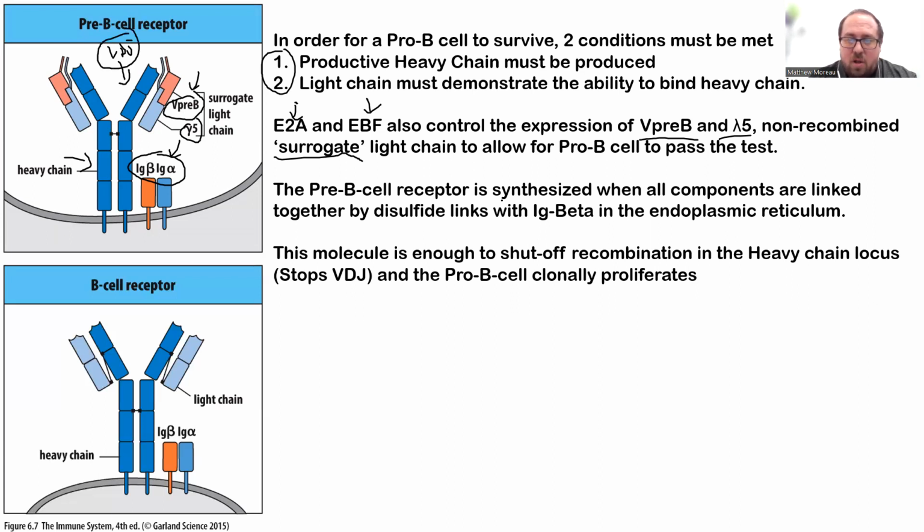So V-pre-B and lambda 5, plus immunoglobulin alpha and beta and a fully recombined VDJ heavy chain, all result in what we call the pre-B cell receptor. It links into the membrane through a cytosolic component, which contains ITIMs and ITAMs. And there are disulfides that occur inside of the mu component. Again, we're starting with mu, and the mu has a single disulfide bridge in the hinge region in the C-terminal domain.